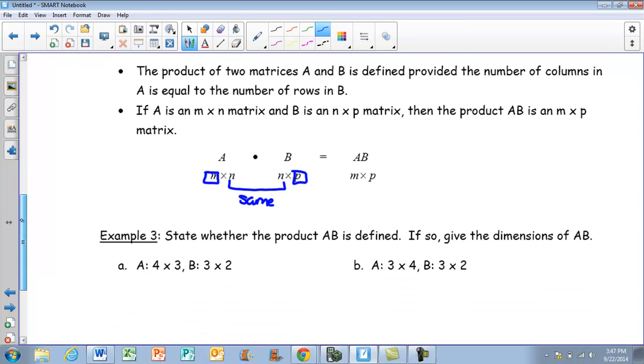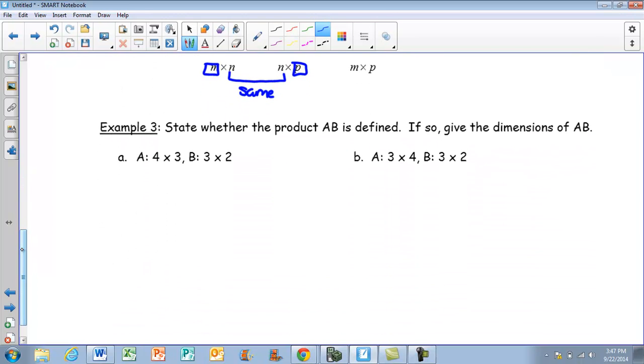So first thing we're going to do is just figure out the dimensions here. We need to see if the middle terms are the same. So these are the same. So matrix AB is going to have the dimensions of a 4 by 2. Looking at our next one, if we look here, these aren't the same. So it's not possible to multiply these together.